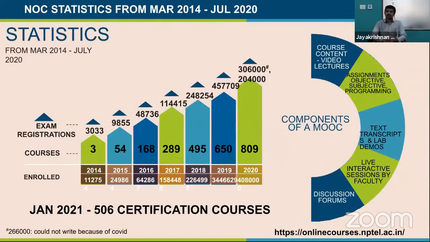So the left side graph shows the growth of our courses. From 3 courses in 2014, we have grown to 809 courses getting offered in 2020. In the upcoming semester, we have 506 courses that are available for learners to take. So enough diversity is available in the technology, management, humanities, and interdisciplinary areas for you.